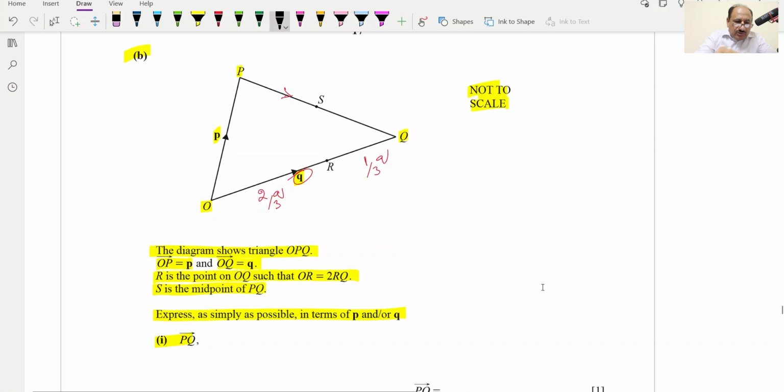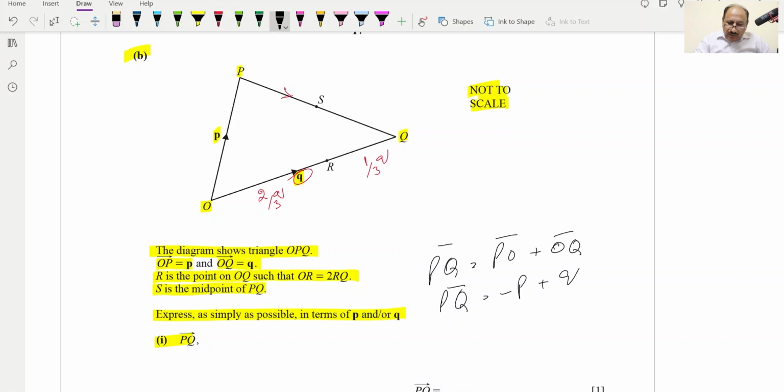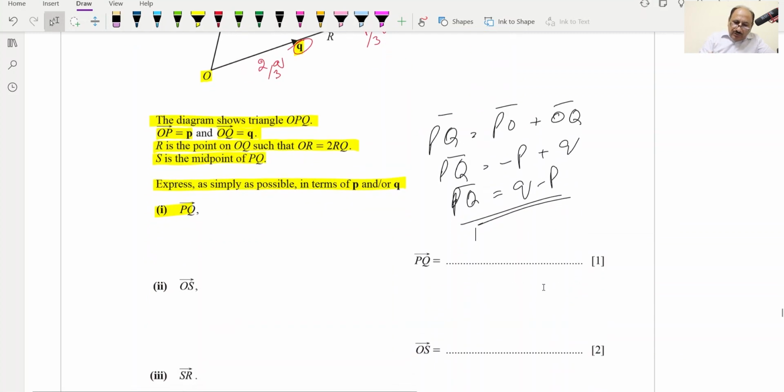PQ will be equal to, it's only a 1 mark question, but I'm writing it for your explanation, PQ will be equal to PO plus OQ, and this will be a vector. PQ vector will be equal to PO is minus P, negative because direction is changing, plus OQ is Q. So you can write minus P plus Q, or Q minus P. So PQ is equal to Q minus P. We write Q minus P as the answer, and this is a 1 mark part.